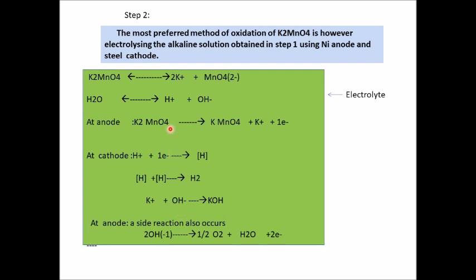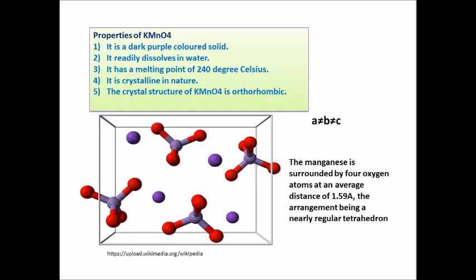So at the anode we basically had two reactions. One is formation of KMnO4 from K2MnO4, and the second one is formation of oxygen from your OH- ions. That's all. At the cathode there was liberation of hydrogen and formation of KOH.